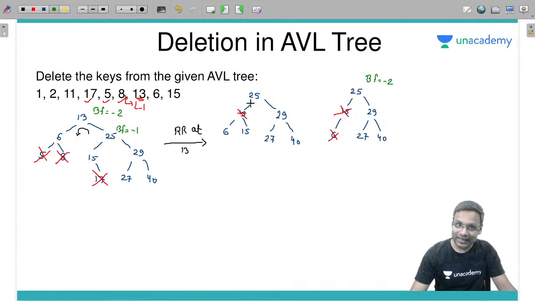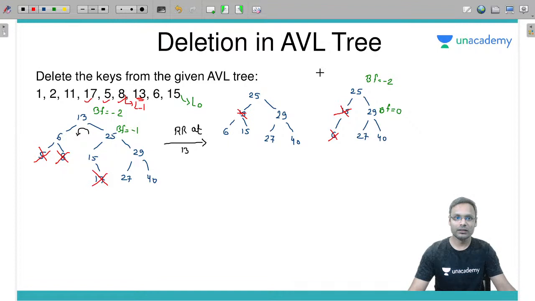Which side you have deleted? Left side. So after deletion of 15, you will be having a case L, and right side balance factor here is 0. So L0 case after deletion of 15. So L0 case means single left rotation or RR rotation. Let's apply RR at 25. RR at 25.